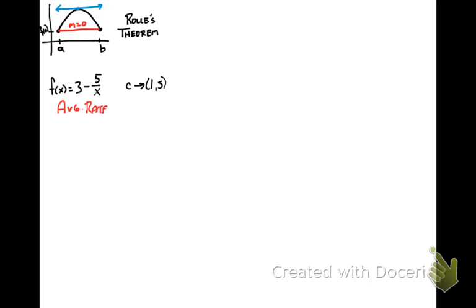So the average rate of change is just the slope of the secant between the two endpoints. So the average rate of change in this case will be f of 5 minus f of 1 all over 5 minus 1, right? Just the slope of that line. F of 5 in this case would be 2. F of 1 would be negative 2. And 5 minus 1 is 4. So the average rate of change is 1.